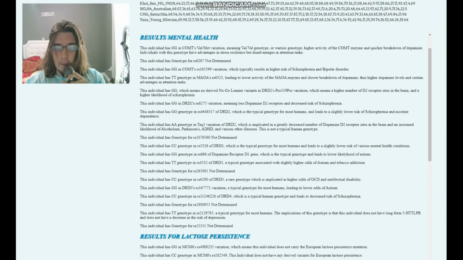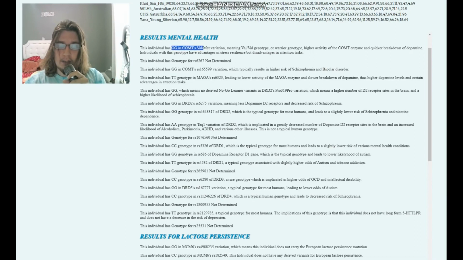So this is the opposite of COMT, because you see the genotype GG in COMT's Val-Met variation means warrior, which means essentially less dopamine and quicker dopamine reuptake. And she's got TT genotype in this variation of MAOA, which is the opposite of that, which is basically lower activity of the MAOA enzyme, so slower breakdown of dopamine and more dopamine in the system.